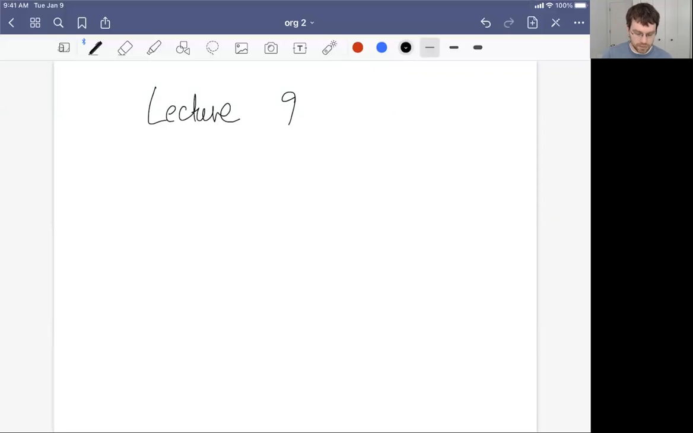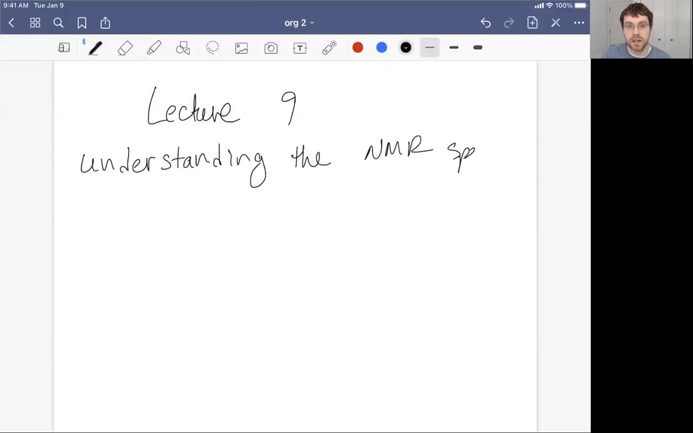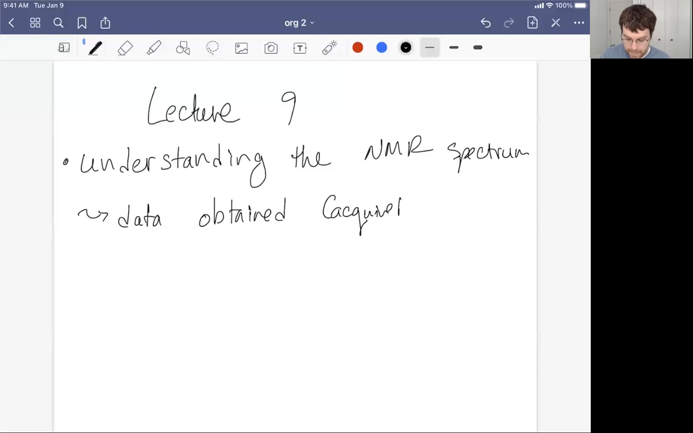Okay, so we're going to get into it with understanding the NMR spectrum. The first thing we should do is identify what the NMR spectrum is. What we get from doing the NMR experiment is an NMR spectrum. So the data obtained, and a better word is probably acquired, is the NMR spectrum.